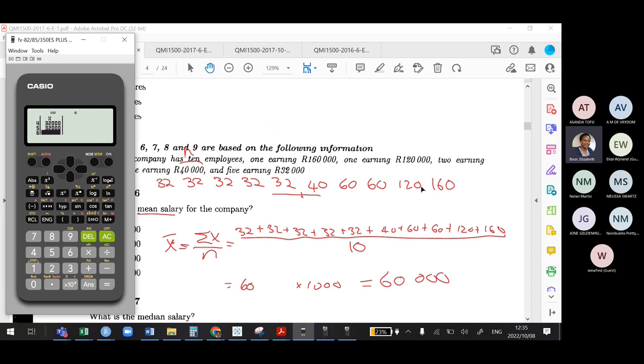And then we go to 40,000 equals, and 60,000 equals, 60,000 equal, and 120,000 equal, and 160,000 equal, and we have all 10 values captured. That is the most important thing. You need to make sure that you have 10 of them.